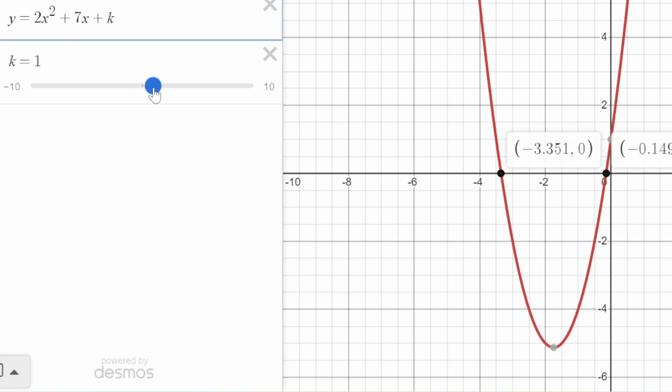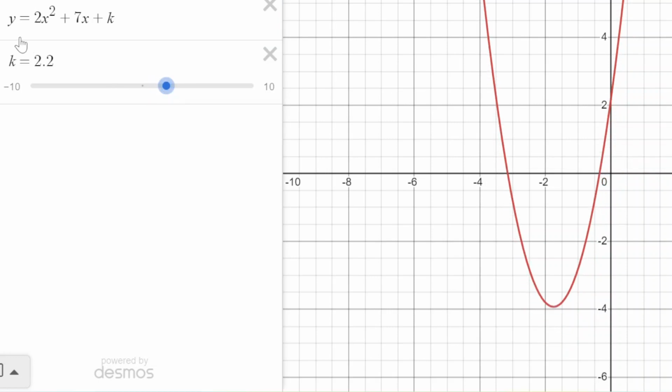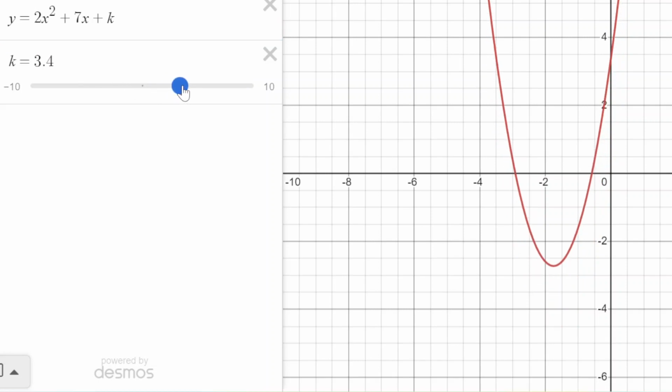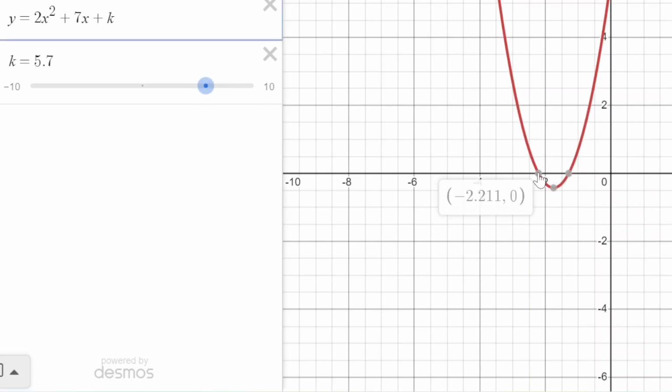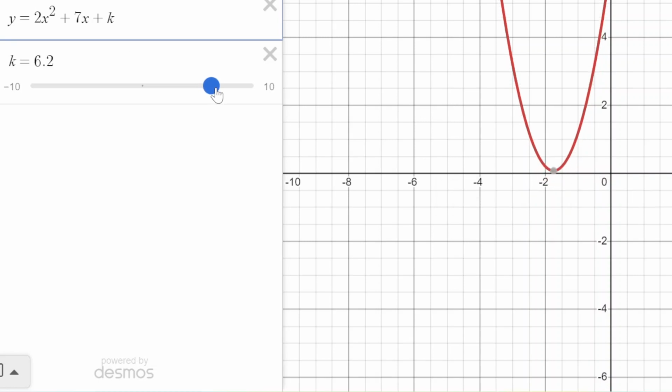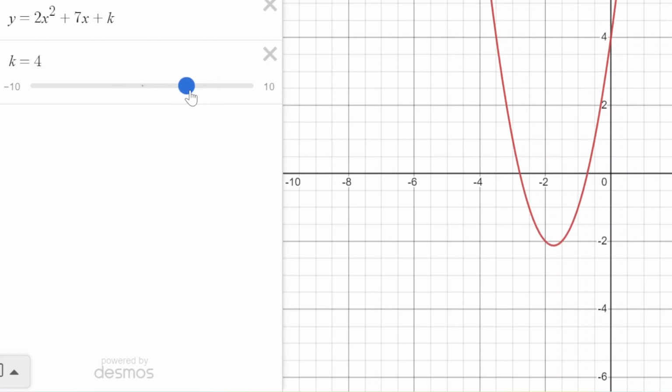Now what happens as I slide this slider up? Remember we said as long as k is greater than 6.125, there are no solutions. So as I move this slider up, right here we still have two solutions, 1, 2. But as I move this slider a little bit higher, as long as it's above 6.125, now I have no solutions. There's no place where this graph hits 0 or the x-axis. If I move it back below 6.125, I've got two solutions again.